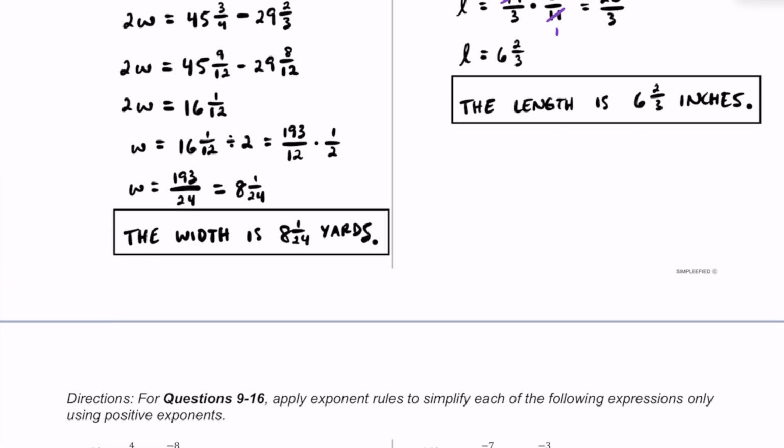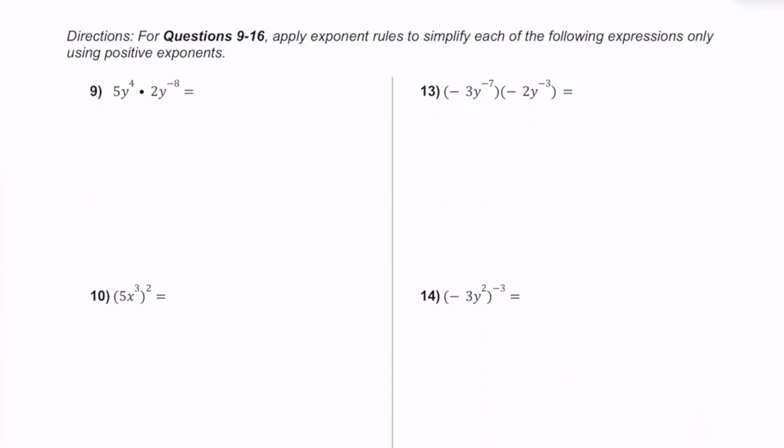All right, let's shift gears a little bit here and let's try dealing with some exponent properties and exponent rules. All right, so for number 9, it looks like we have a product here. We're going to see if we can write all our final expressions only using positive exponents. First things first, let's multiply the normal numbers here, these coefficients. So rearranging this, I'm just going to write this as 5 times 2 times y to the 4th power times y to the negative 8th power, right? Just to clean that up a little bit, that's using the commutative property, just rearranging multiplication.